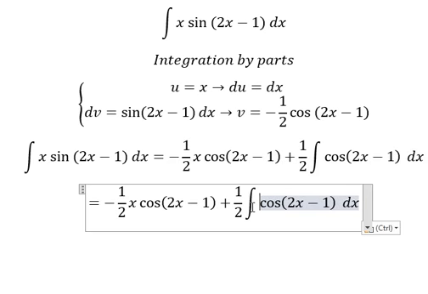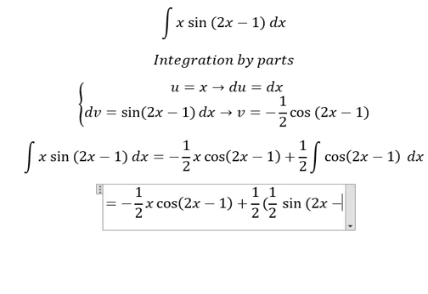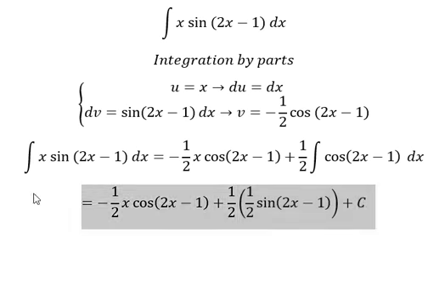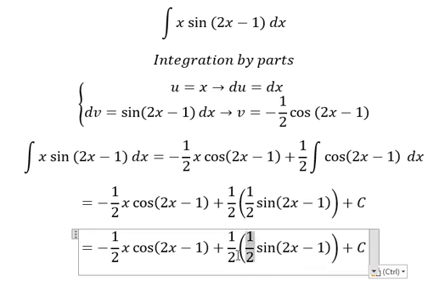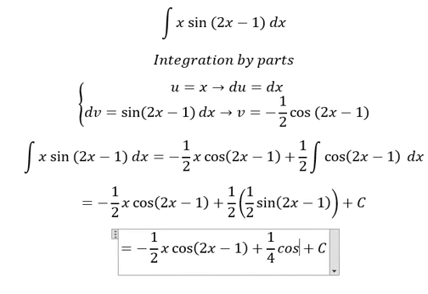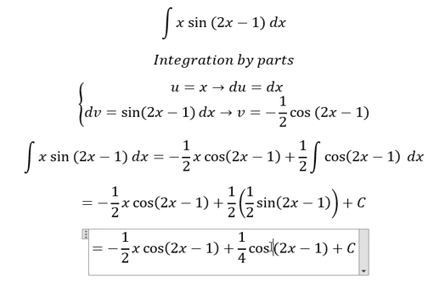So the integration of this one, we have 1 over 2 sine of 2s minus 1, and I will put plus c. 1 over 2 times 1 over 2, we have 1 over 4. Oh, sorry, that's sine.